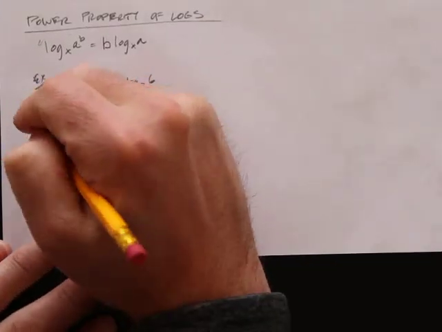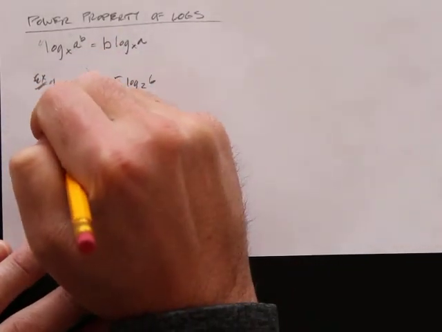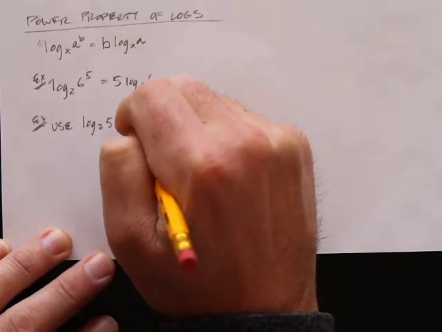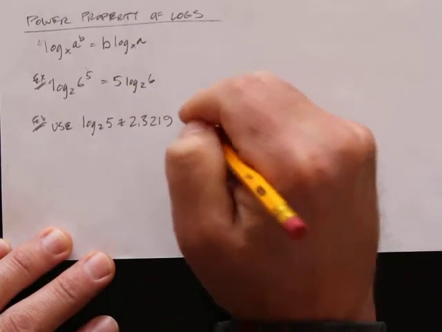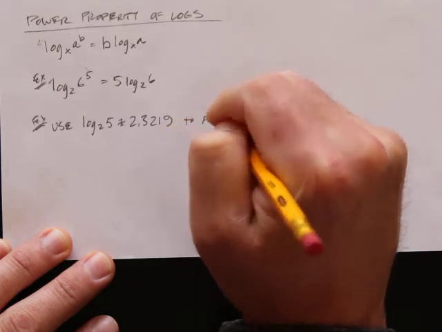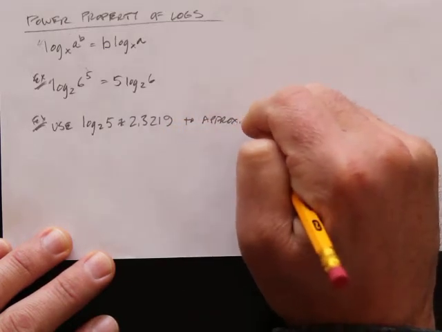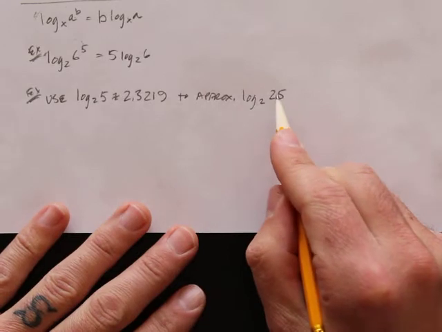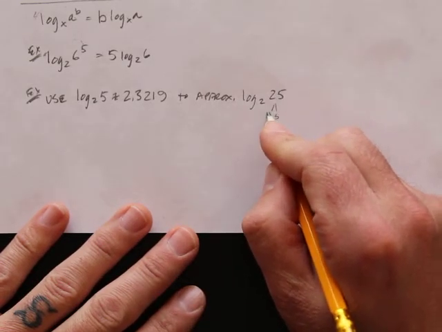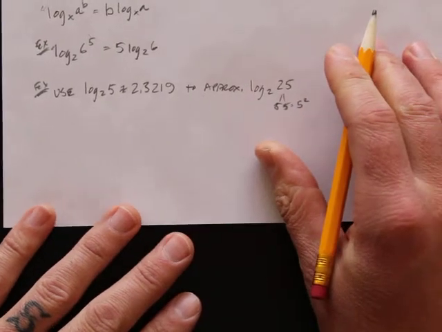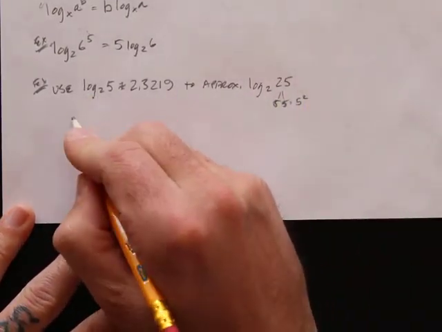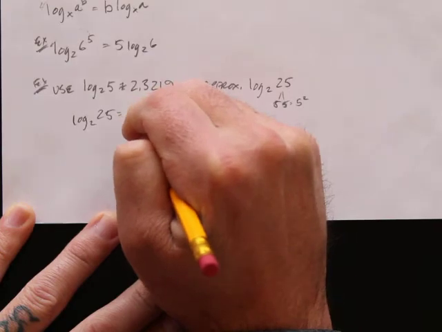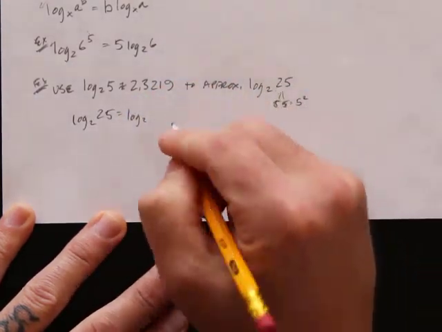So let's do an example like one of the ones we did earlier. Use log base 2 of 5, which is approximately 2.3219, to approximate log base 2 of 25. So now remember 25 is 5 times 5, which is 5 squared. That's going to be helpful here in just a second. So log base 2 of 25 equals log base 2 of 5 squared. I'm just rewriting 25 as 5 squared.